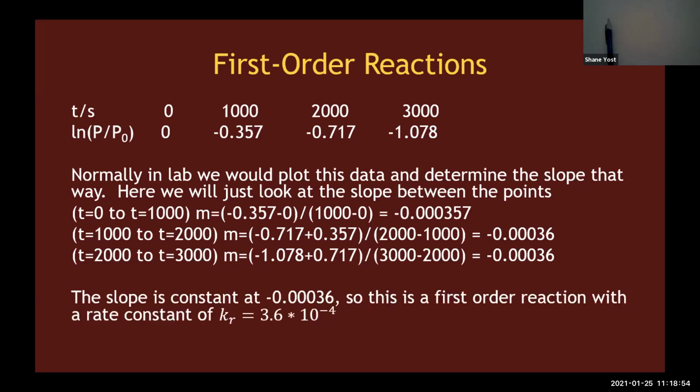And it's constant, so that tells me that the rate constant for this reaction is 3.6 times 10 to the minus 4. Units for that should be inverse seconds. I didn't put it, but it should be inverse seconds for arguments.